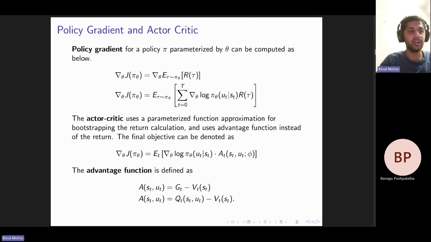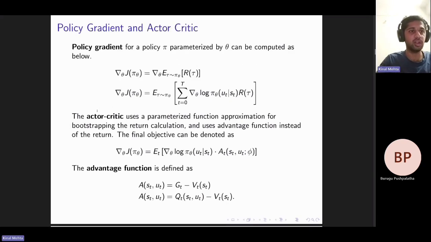There's an elaborate derivation, but I'm skipping it because it's standard literature. The final formulation comes out to be that the gradient of this objective is the expectation over the sum of gradients of the log probabilities of the actions that are taken, multiplied by the reward that is received. So this is the standard formulation of the policy gradient.